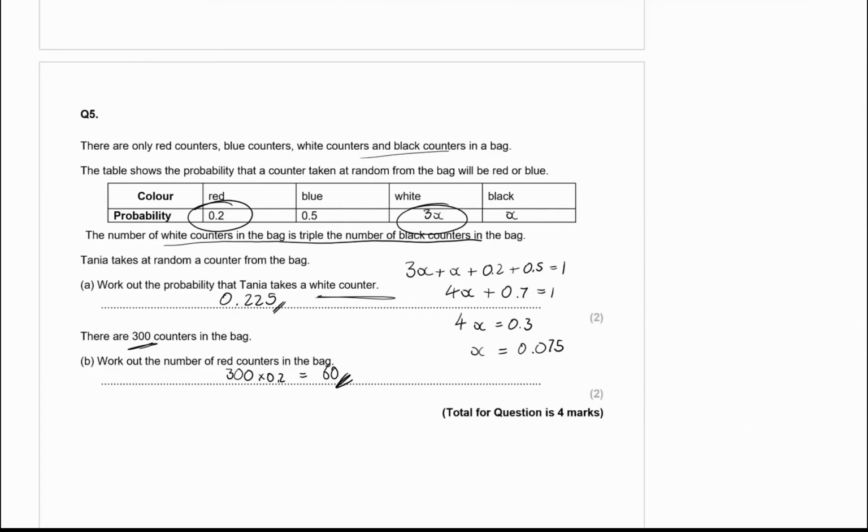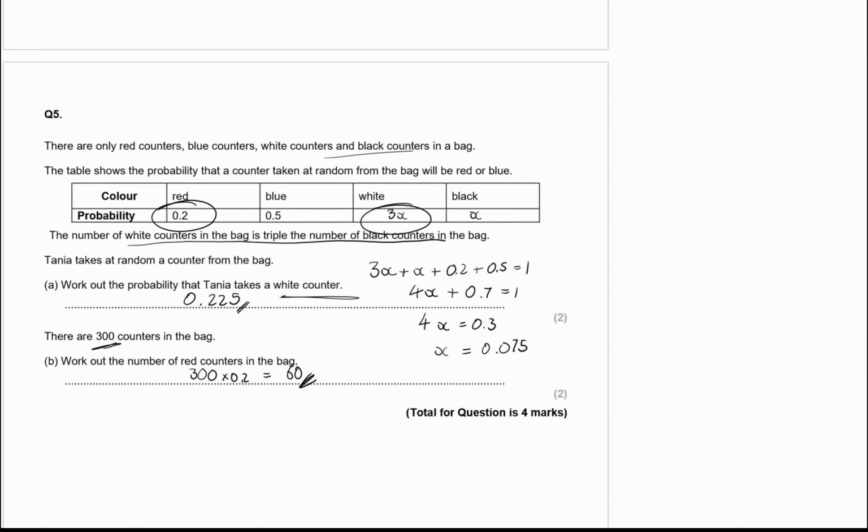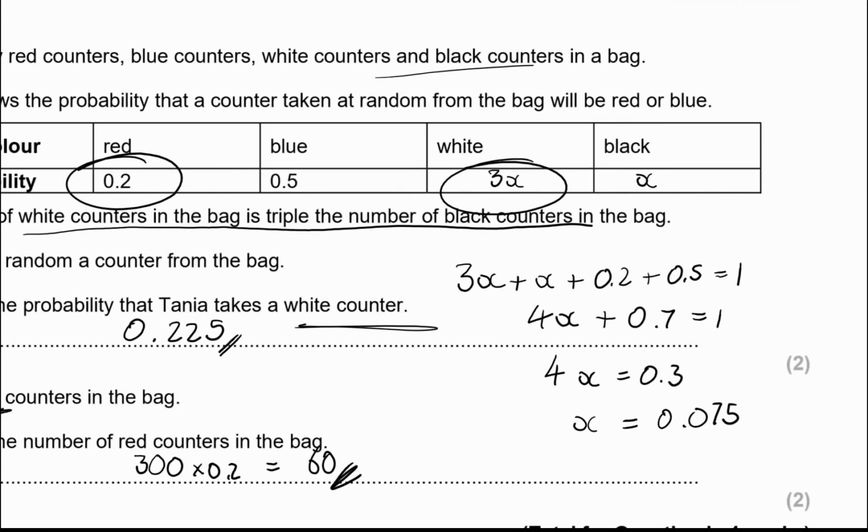And that's it. Hopefully with that, you realise there's not too much to be done with it. Just remember the key rules. Probabilities always add up to 1, and always use x's or 2x's whenever you need to, and that will really help you.